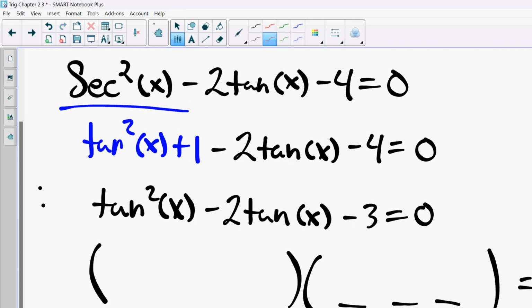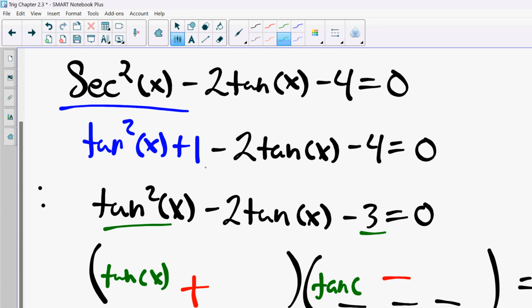Since the third term is negative, our signs are opposite. If the third term was positive, the signs would be the same and match the sign of the middle term. Then we need to find the factors of the first and third term. Factors of tangent squared of x is just going to be tangent of x and tangent of x. That's the only way we can get tangent squared, if we multiply tangent by tangent.